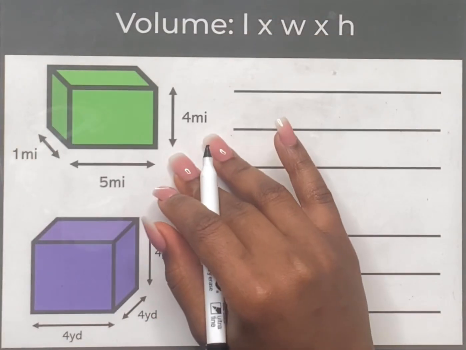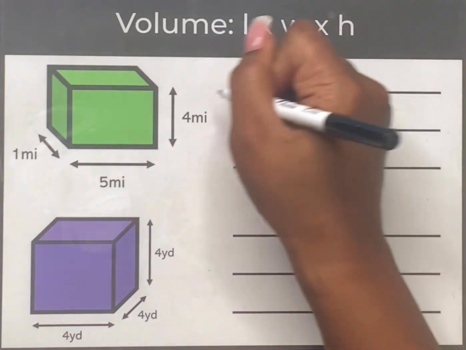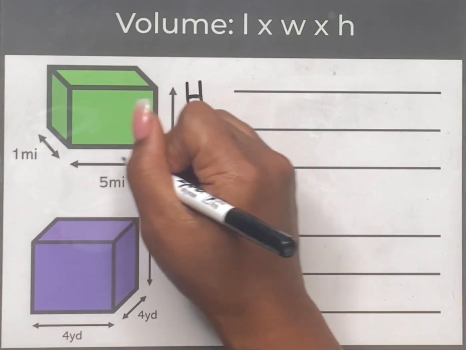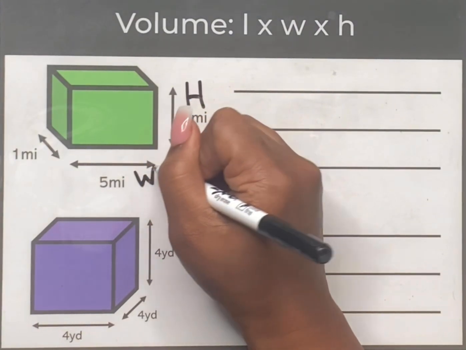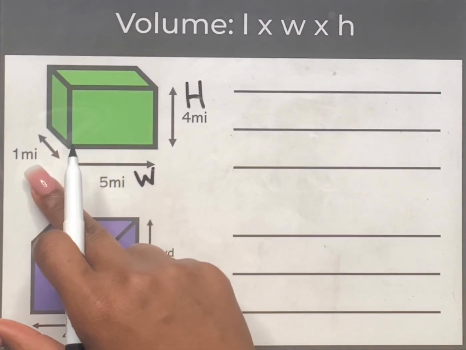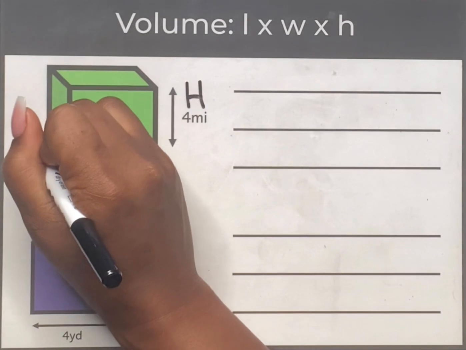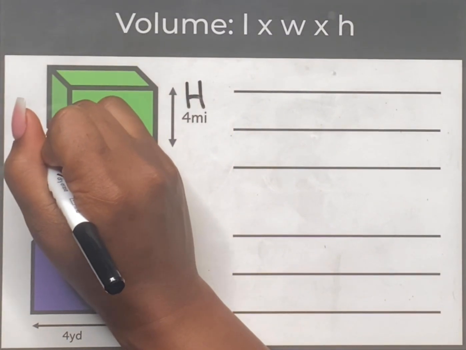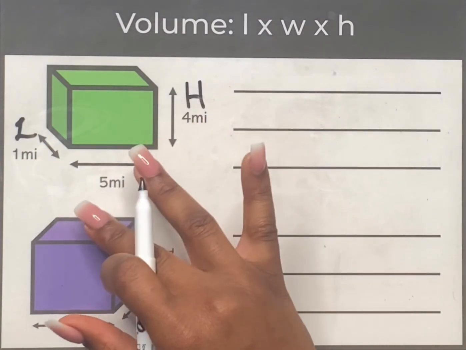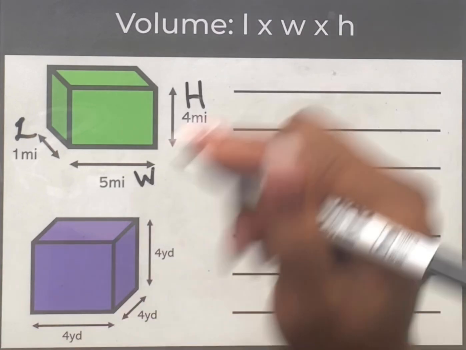So in this first prism, we have a height of 4. We have a width of 5. And we have a length, how long it is or how far it stretches back, of 1. A length of 1. So we're going to write L for length. Now we're going to take each of these dimensions and place them into our volume formula.